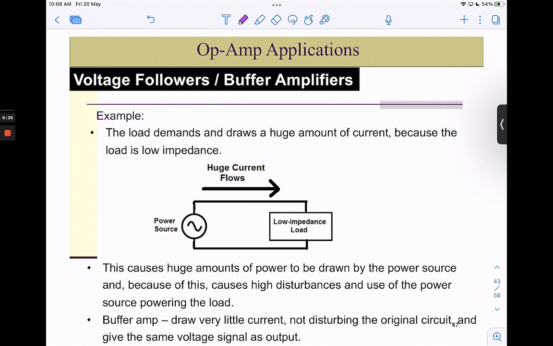This actually causes a huge amount of power to be drawn by the power source, and because of this it causes high disturbances in the power source powering the load. So actually a digital or a buffer serves to transfer a voltage from a circuit that has a high output impedance level to a second circuit with a low impedance level.